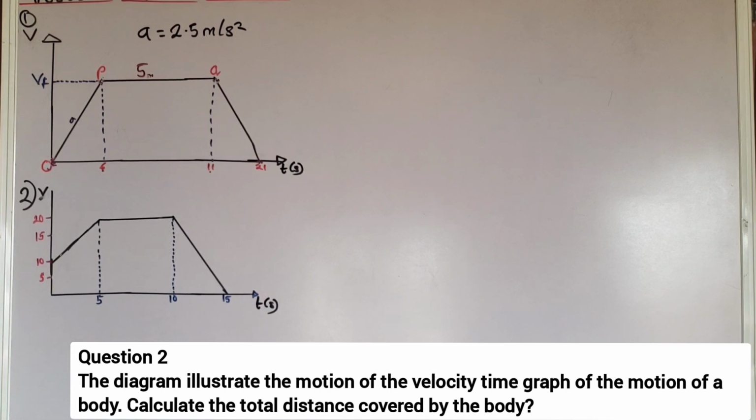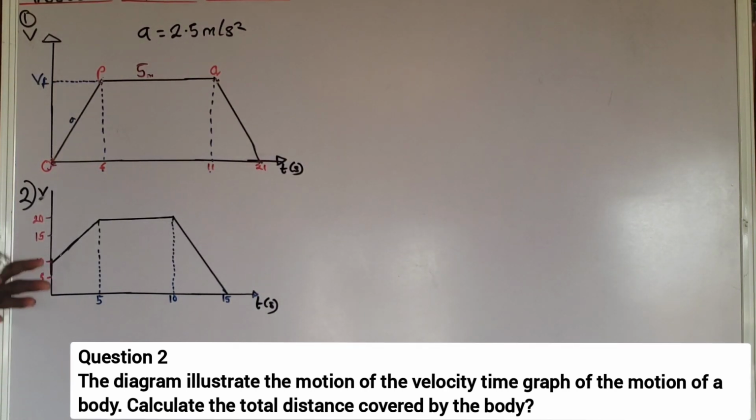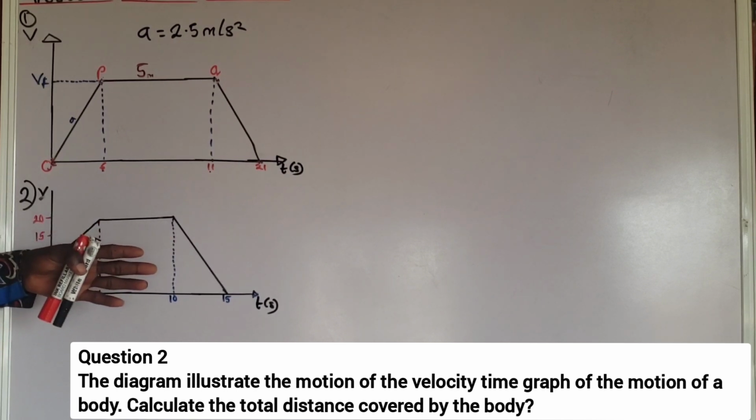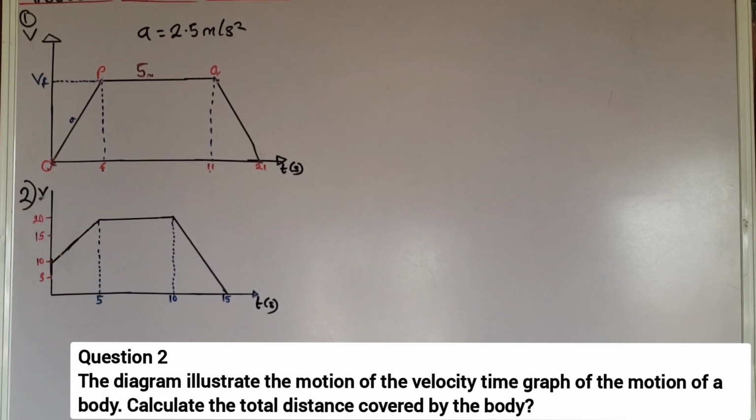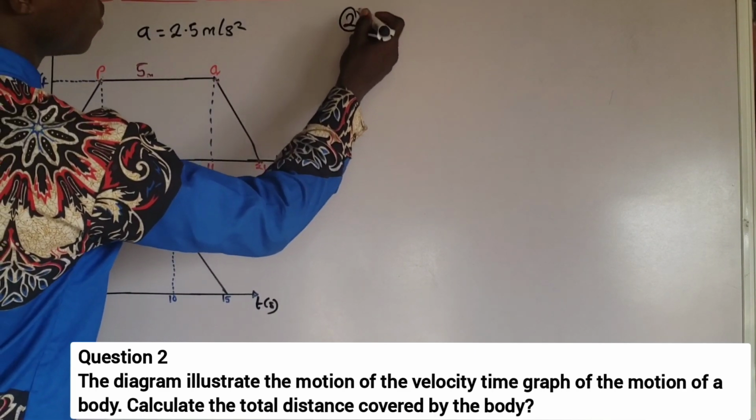So we are given this velocity time graph as the graph that illustrates the motion that a body undergoes. You understand? So the area of the shape that we have on this velocity time graph will give us the total distance. You understand? So now let's calculate the area. Please kindly pay attention. Solution. That is question number 2.